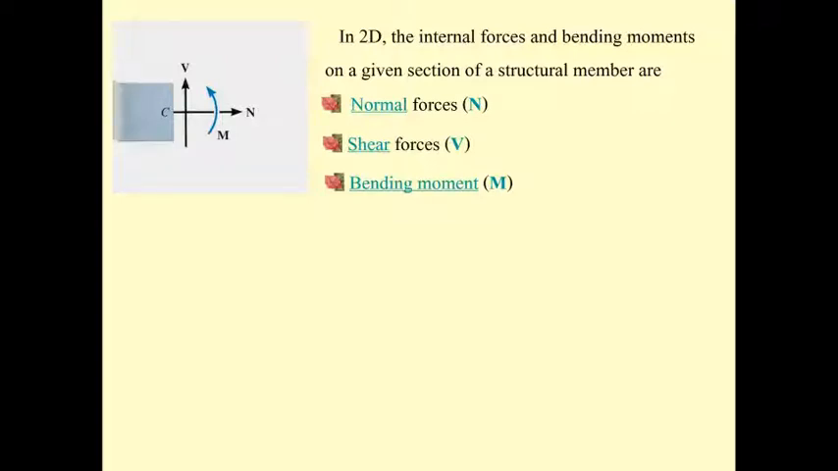And each cut of the structural part has three unknowns, and those three unknowns are in accordance with the concept of equilibrium of a rigid body. So we can use summation of F sub x equals 0 to determine N. We can use summation of F sub y equals 0 to determine shear, and the summation of moment equals 0 to determine the bending moment.